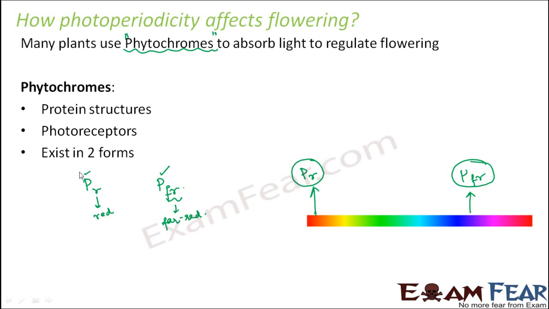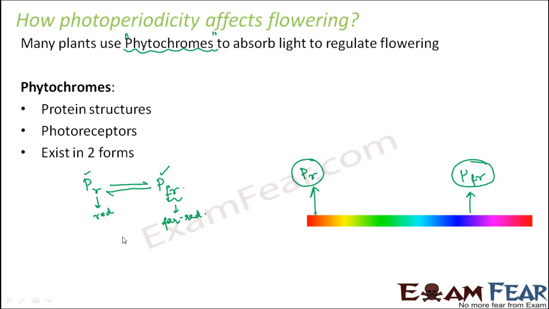Now one interesting thing is that these two forms are interconvertible. That means PR can be converted into PFR. Again, PFR gets converted to PR. So that is one interesting thing. Now the question is, okay, we all understood that there are some protein structures called phytochromes. They absorb light. They exist in two forms, PR, PFR. But how does it affect flowering? Okay, let us try to understand that also.